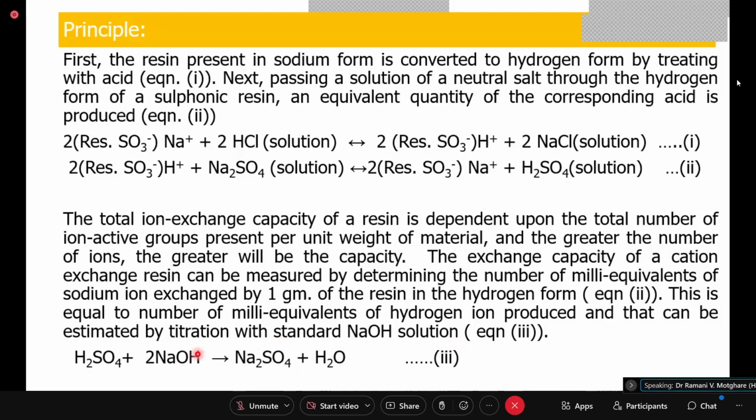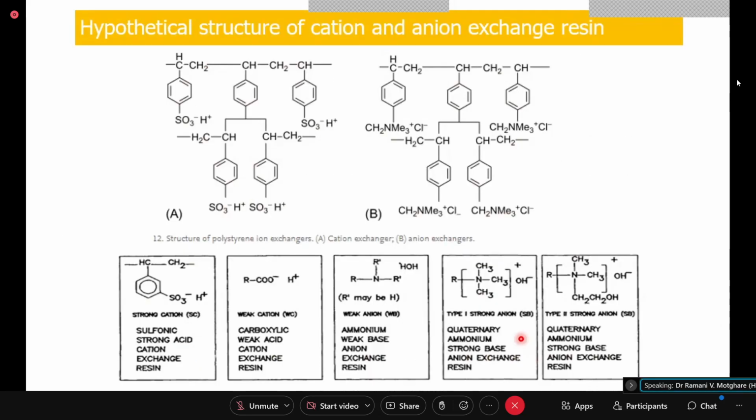So you titrate with NaOH using phenolphthalein indicator. Both are strong, so you can use phenolphthalein indicator and get the reading. Now coming to the structure of cation exchange resin, a hypothetical structure of cation exchange resin is shown here, where you find this is SO3 minus H plus, and there will be cross linking like this.